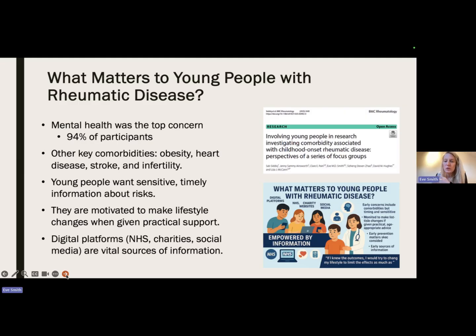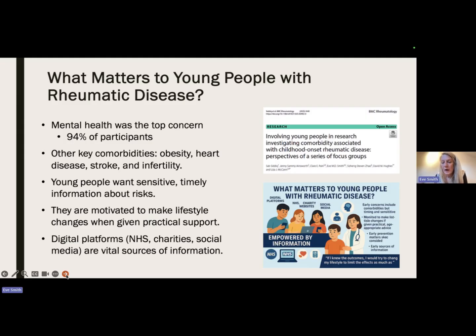And this is still ongoing work, so I don't have any results to show to you, but the things that they told us they wanted us to look at are mental health. 94% of participants, again, emphasising the importance of that. They were also interested in us looking at the impact of obesity and the impact of the rheumatic disease on heart disease, stroke, and infertility.